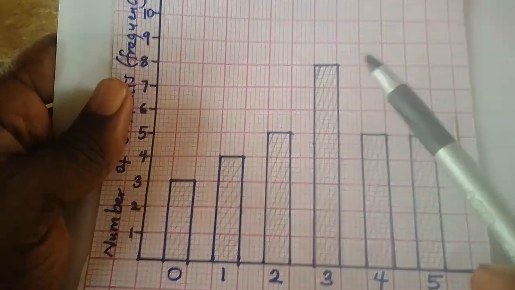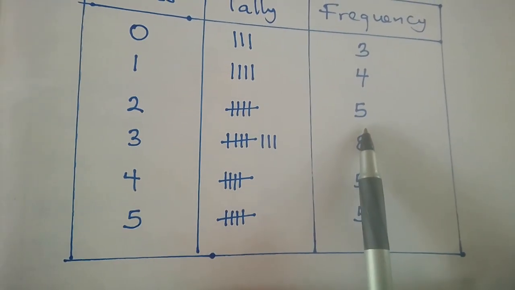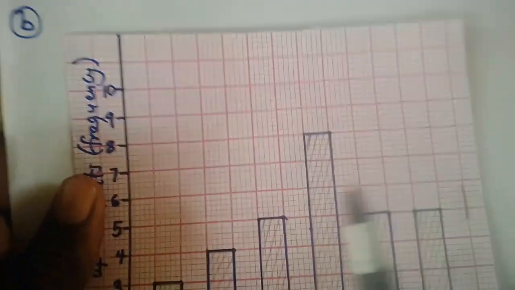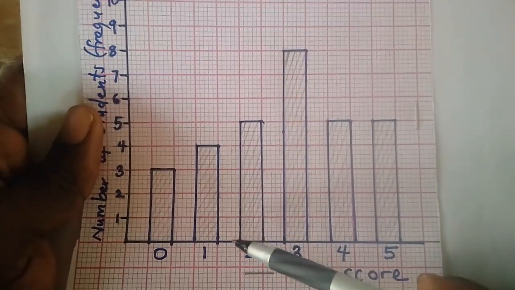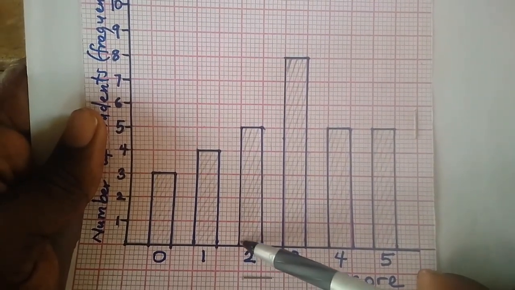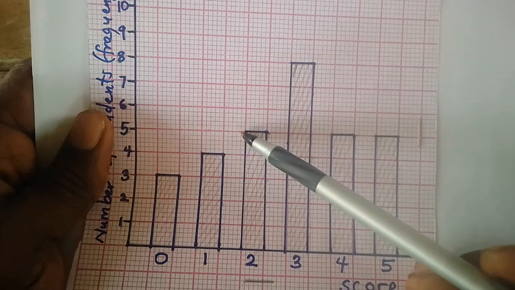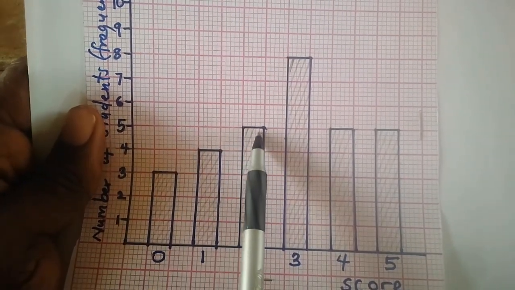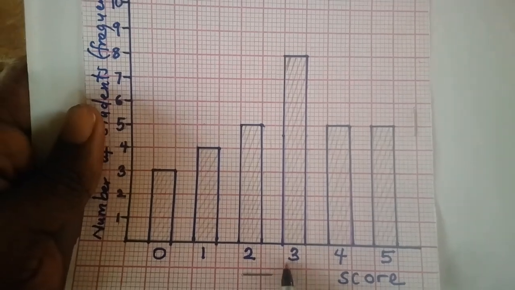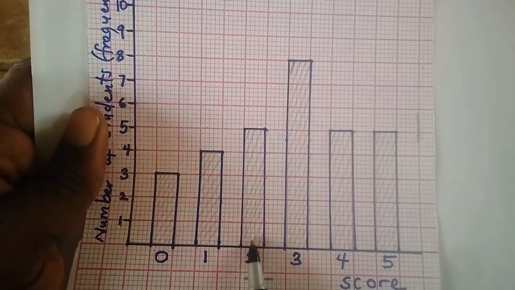Then for those that scored 2, how many students scored 2? We have 5. 5 students scored 2. So you are now going to draw your rectangular bar up to 5. The frequency here is 5. Check it, so draw it up to this. Then this one represents those that scored 2.